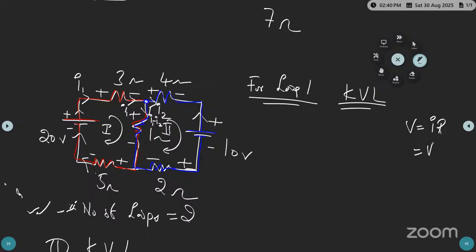By traveling in a clockwise direction, start from here, the plus symbol is there. What is the current in the 3 ohm? I1. I into R, 3, plus. Okay, then for loop 1 only, we are writing for loop 1. Starting here, plus. Yes, plus. What is the current in the 1 ohm resistor? I1 minus I2. What is the resistance? 1 ohm. Okay.